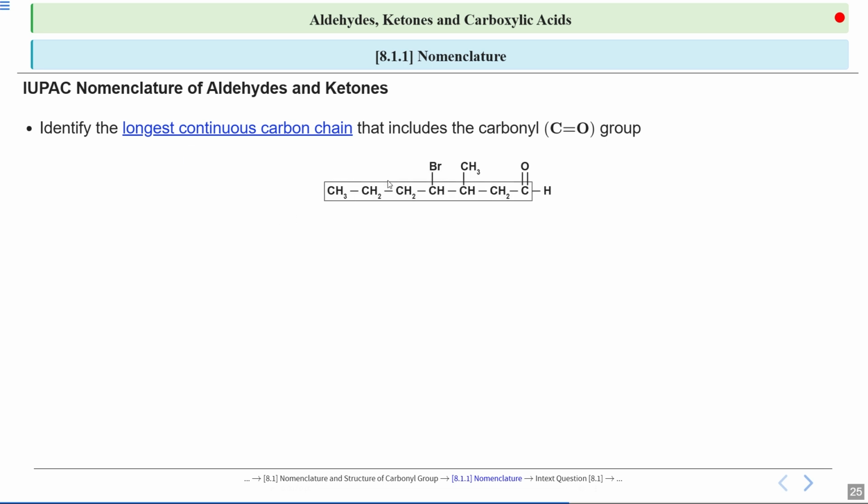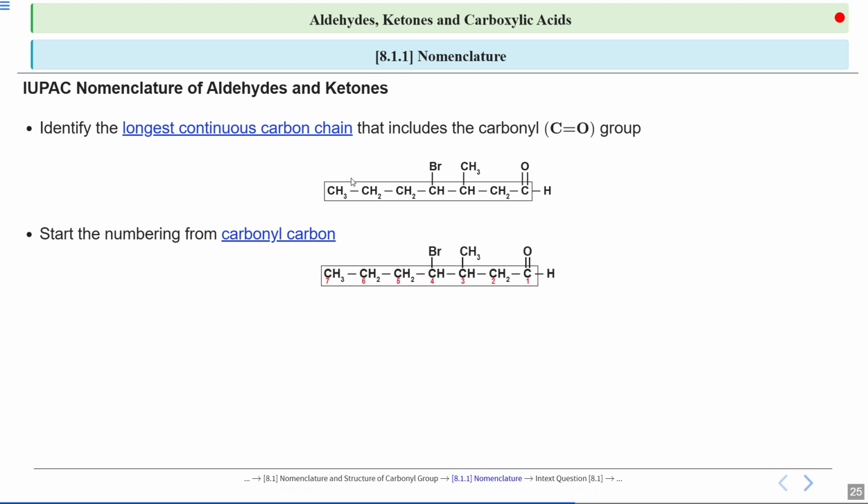If you look at this figure, students, what is the longest carbon chain which you can identify? Can you tell me? I think this is the longest carbon chain: 1, 2, 3, 4, 5, 6, 7. Now, starting the numbering from the carbonyl carbon, you have to start the numbering in such a way that the carbonyl carbon gets the least possible number. So you will start the numbering from this particular carbon: 1, 2, 3, 4, 5, 6 and 7.